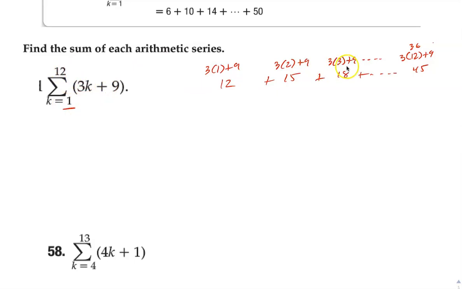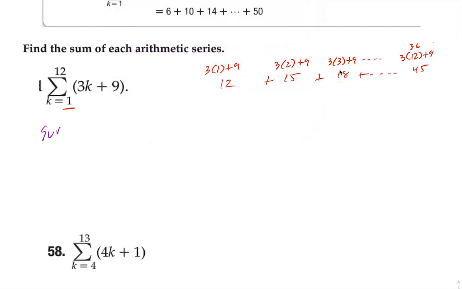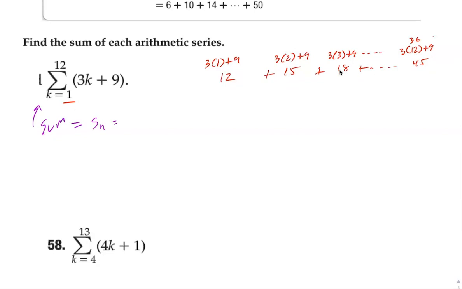That looks like it takes forever. It does. So the shortcut: this means sum, and we have a sum equation for an arithmetic sequence. It's this guy: n over 2 times a1 plus an. Now if you look over here, I have my first term. I plugged in 1 and got 12. I have my last term, 45.